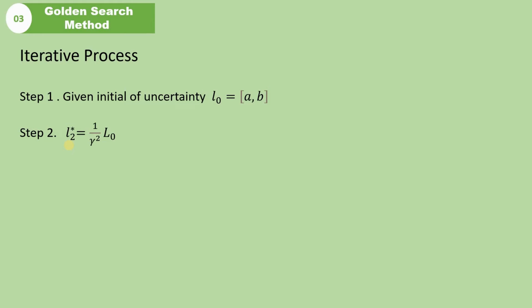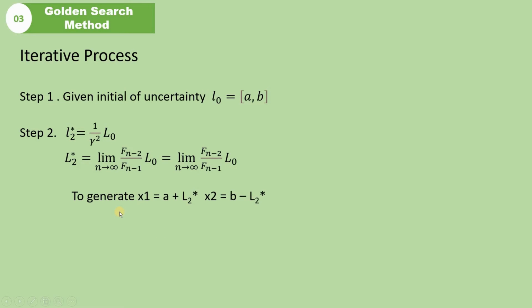In step 2, we consider two experiments, x1 and x2, within A to B in such a way that they are L2 star distance from both the ends. The value of L2 star equals 1 upon gamma squared times L0. That is, L2 star equals the limit as n tends to infinity of Fn minus 2 upon Fn times L0, which equals Fn minus 2 upon Fn minus 1 into Fn minus 1 upon Fn times L0. Our task is to generate x1 and x2, that is, x1 equals a plus L2 star and x2 equals b minus L2 star.